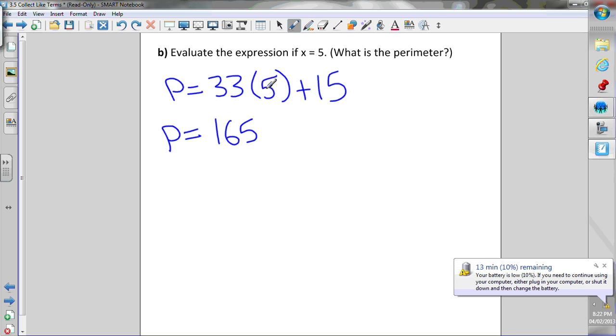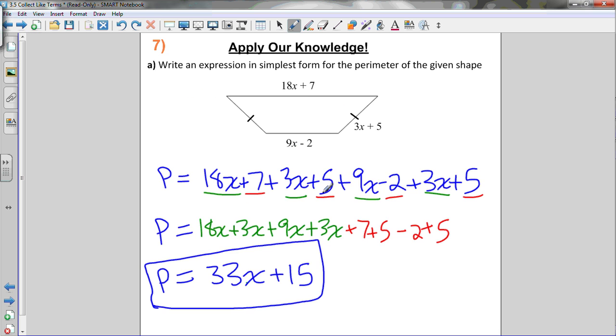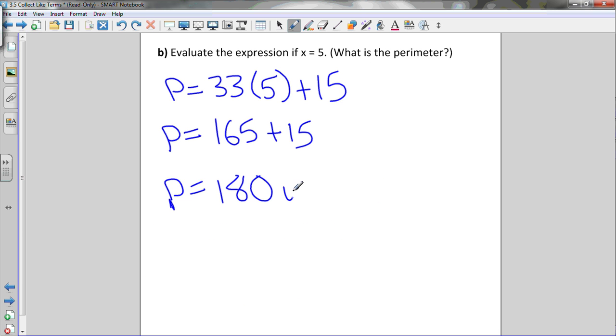30 times 5 will give me 150. 3 times 5 is 15. 150 plus 15 is 165. And I need to add 15 to that, and I figure out the perimeter is actually 180. And I don't think it gave us any units for this one, so the perimeter is just 180 units.